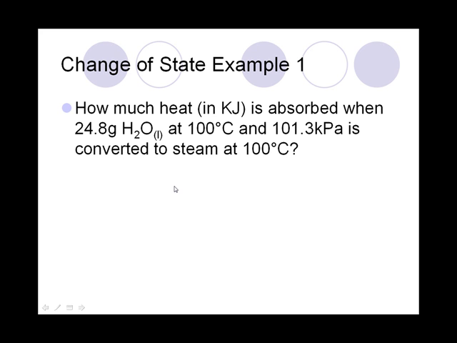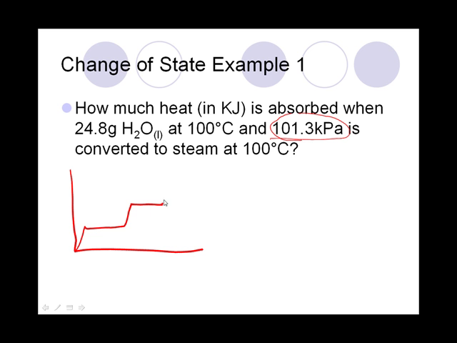So let's do a couple of examples before we end this podcast. My first example here is how much heat is being absorbed when 24.8 grams of water at 100 degrees Celsius at 101.3 kPa, remember that this is the same thing as 1 atm, is being converted to steam at 100 degrees Celsius. So let's draw my heat curve.